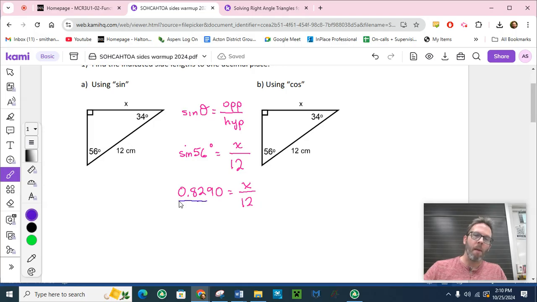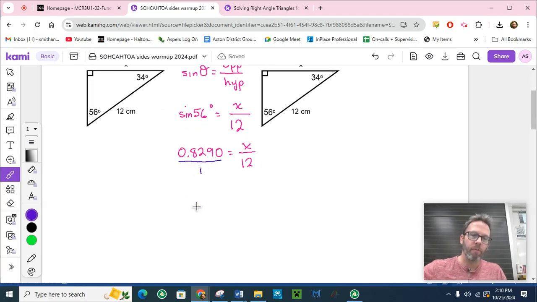So sine 56 is just a number. Make a proportion, solve the proportion. And hopefully, I know I talked to a lot of you guys yesterday, there's kind of a shortcut. Sometimes what you want is on top. Sometimes what you want to find is on the bottom. When what you're looking for is on top, we're just multiplying. So we do 12 times 0.8290 and then divided by 1. Like 9.95.